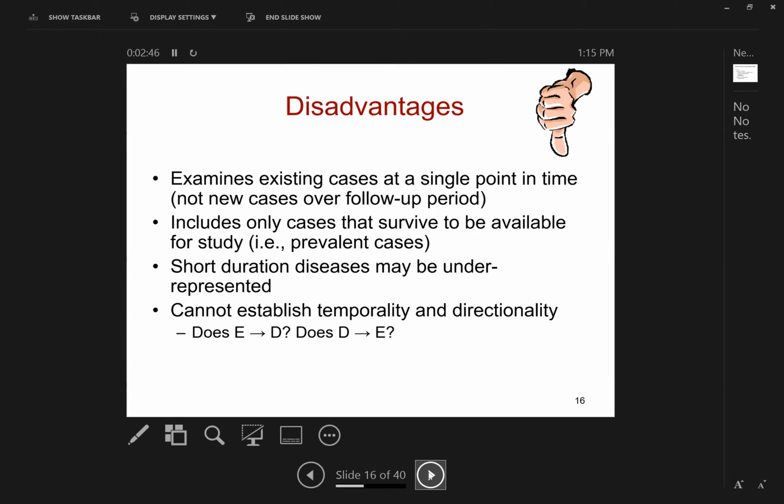The disadvantages being that since we are only doing a cross-sectional look, we really cannot get incidence. We can only get prevalence. We can only get people who survived. Inherently, survivors are oversampled. And we really cannot establish temporality or directionality. So we don't know whether exposure caused the disease, or whether disease changed the exposure level in a population. We can never quite tell in a prevalence survey.